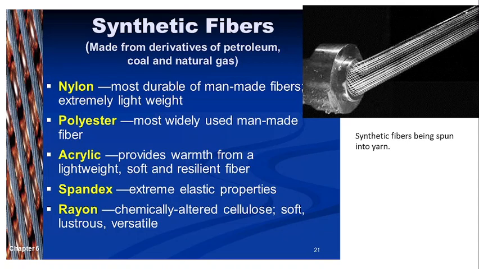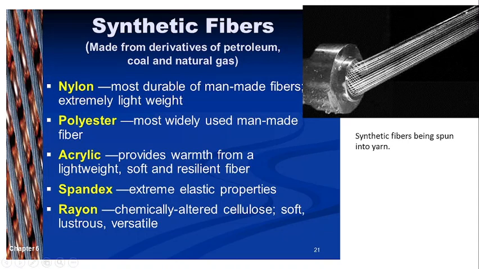There's polyester, which is the most widely used man-made fiber, and we'll see polyester as a very cheap alternative to our natural fibers. We'll see it often blended with cotton and other natural fibers to decrease the price of those fabrics. Acrylic provides warmth from a lightweight, soft, and resilient fiber. Spandex has elastic properties, which we'll talk about more in the elastic spandex slide. And there's also rayon, which is a chemically altered cellulose. It's soft, lustrous, and versatile.